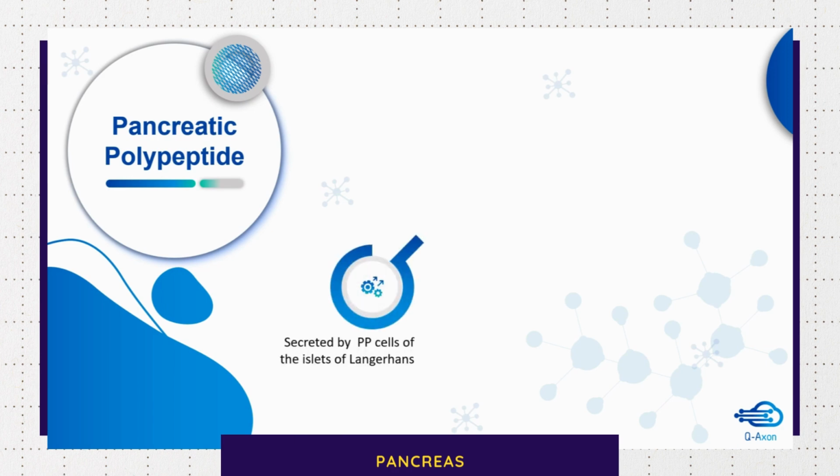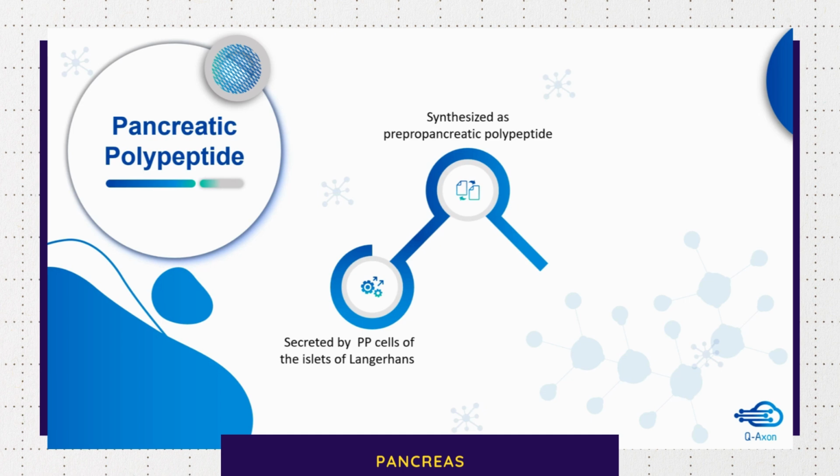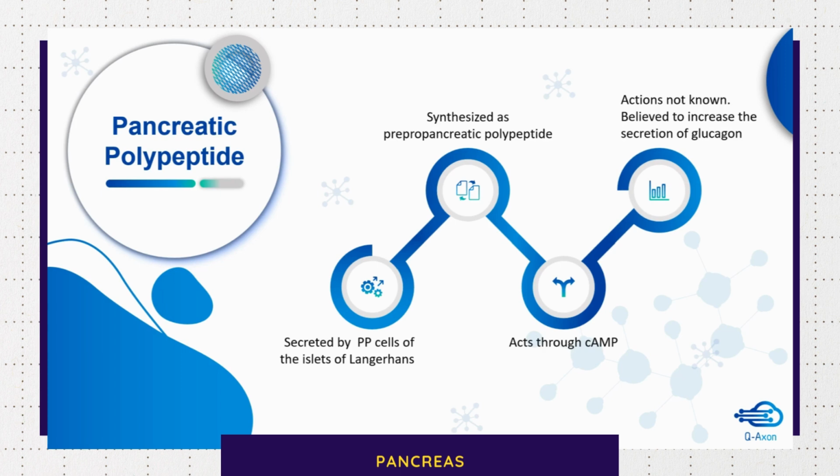Pancreatic polypeptide is secreted by PP cells of islets of Langerhans. It is synthesized as pre-pro-pancreatic polypeptide. It also acts through second messenger system cyclic AMP. Its actions are not known, but it is believed to increase the secretion of glucagon.